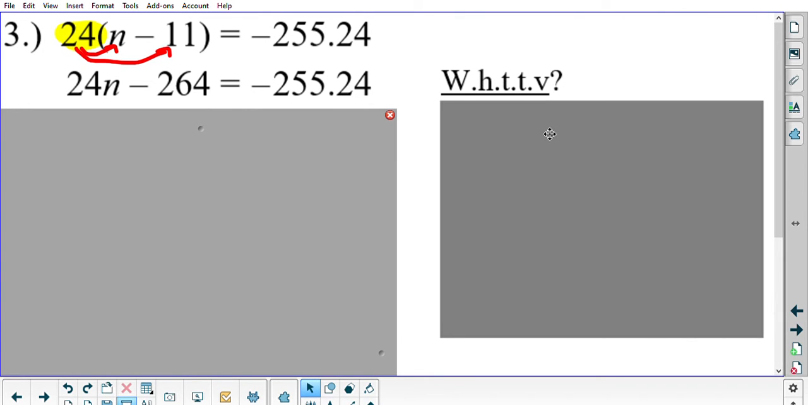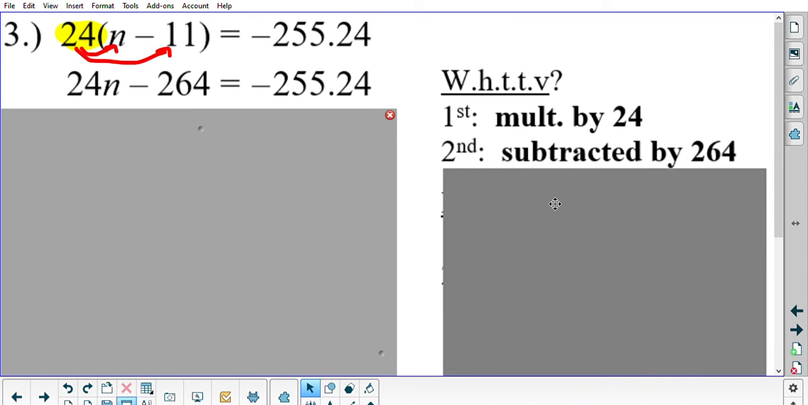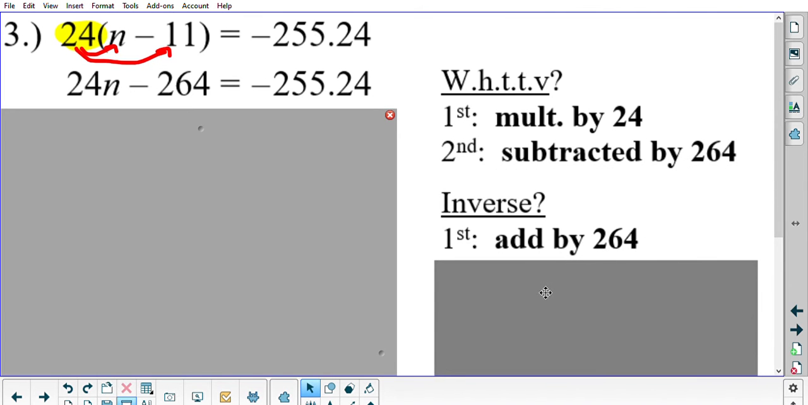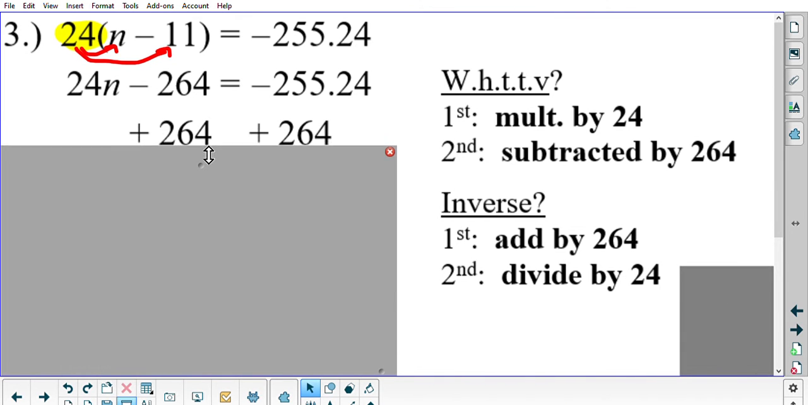If you ask yourself what's happening to the variable, and yes, I'm abbreviating here because I got tired of writing out the full question. The variable is being multiplied by 24, then it's being subtracted by 264. We will go in the opposite order of that, so we will add by 264 first, and later we will divide by 24. So let's go ahead, add by 264 on both sides.